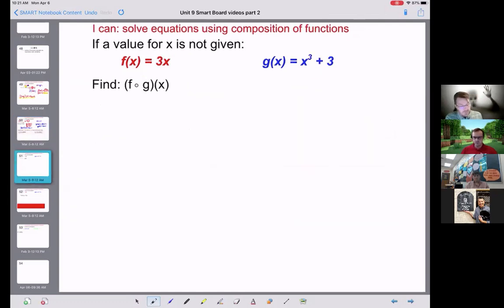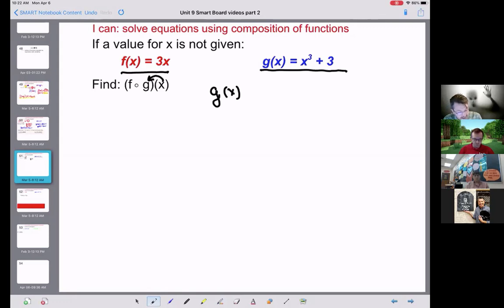So here's a new function. This one's a little bit harder. Everybody says that we don't give hard functions on the reviews and we don't give them on the activities. Well, here's one where it says f of x equals 3x and g of x equals x cubed plus 3. So this says f of g of x, so we know that we're going to be plugging x into g. That gives me g of x.